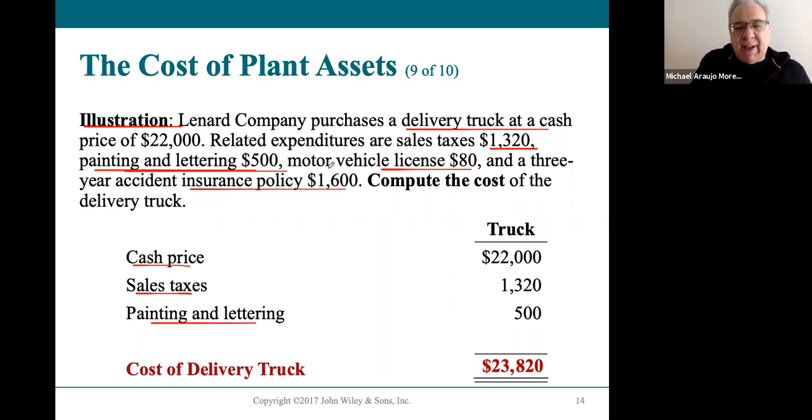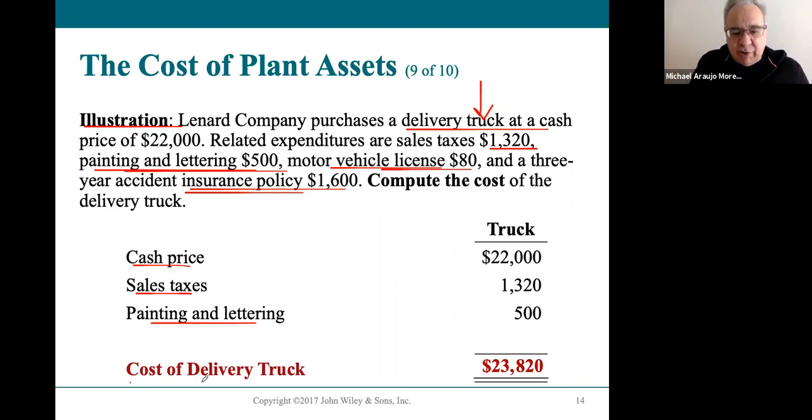A motor vehicle license is not necessary because the truck doesn't drive itself. I guess I'm talking in the wrong age of Tesla, right? Where we will be having self-driving trucks eventually. But the motor vehicle license is not to get the truck ready, it's to get the driver ready. So the license itself would be an expense. It wouldn't be part of the cost of the truck. And anytime you buy insurance, it's prepaid insurance. Doesn't matter what you're insuring, it's still prepaid insurance.